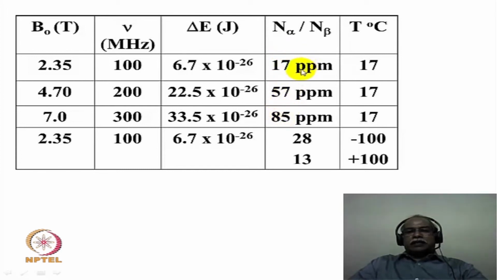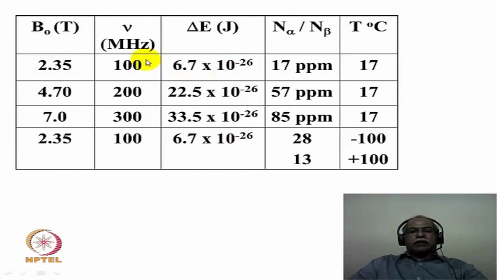As you can see here, NMR is not a very sensitive technique because both the states are almost equally populated. Only a very small fraction, of the order of ppm, is the excess population that is present in the ground state in comparison to the excited state, at around room temperature or so, which is about 17 degrees, the calculation temperature that is shown here.